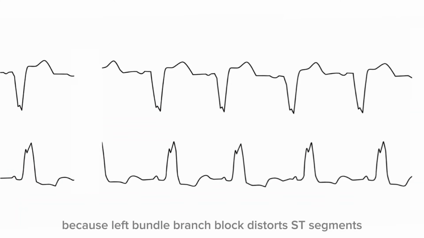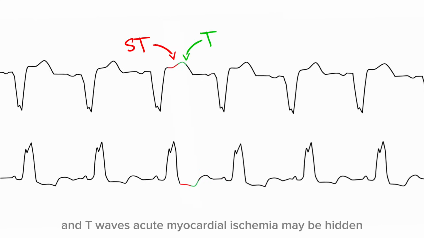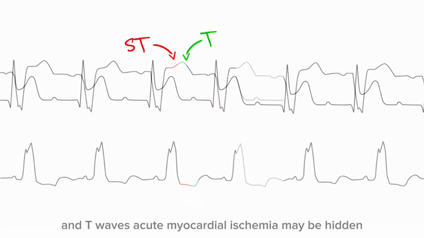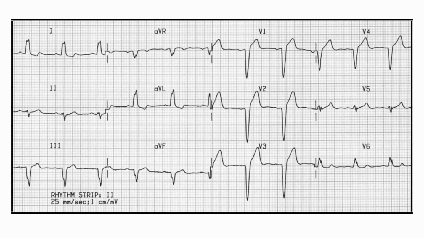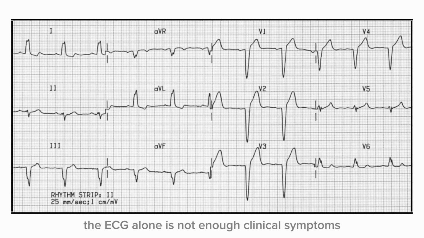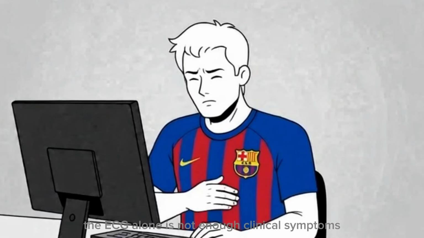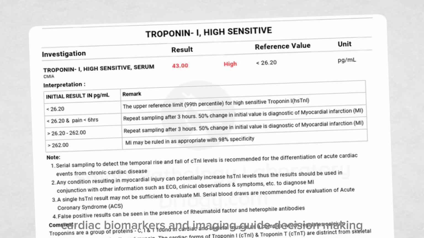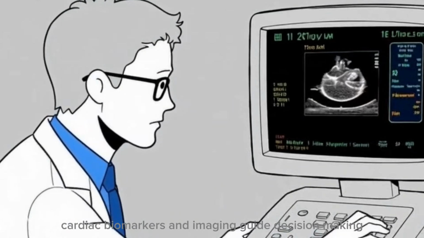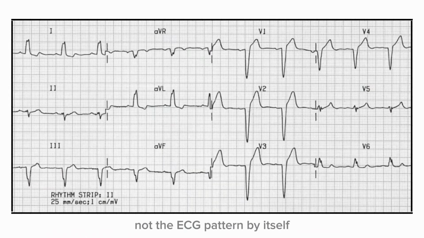A new-onset left bundle branch block in a patient with chest pain or dyspnea is a red flag, because left bundle branch block distorts ST segments and T waves. Acute myocardial ischemia may be hidden. In these cases, the ECG alone is not enough. Clinical symptoms, cardiac biomarkers, and imaging guide decision-making, not the ECG pattern by itself.